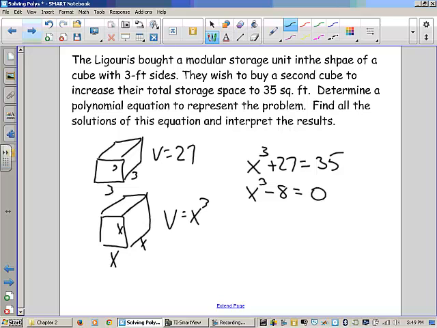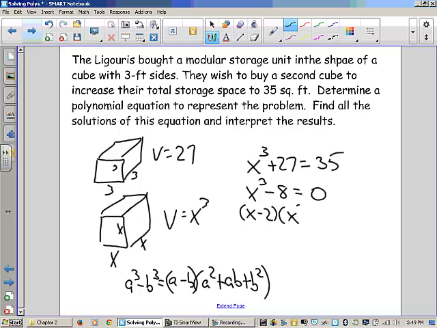Now, you do need to know the formula for factoring cubes. So the formula for factoring cubes, I'll write down at the bottom: a cubed minus b cubed equals a minus b, a squared plus ab plus b squared. So in this case, a is x and b is 2. So I'm going to get x minus 2, x squared plus 2x plus 4 equals 0. So one of my answers is x equals 2.